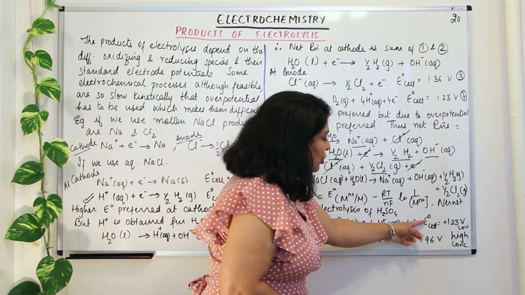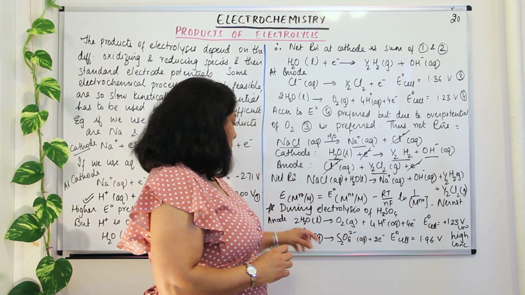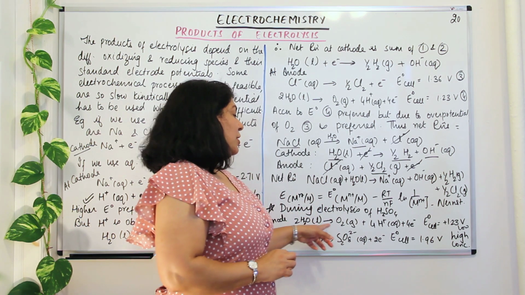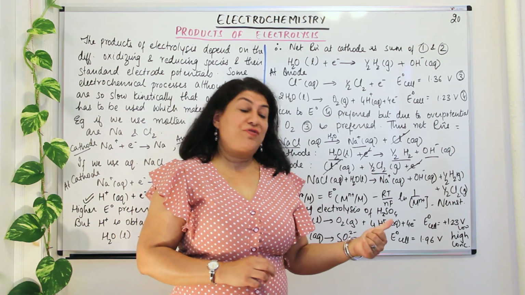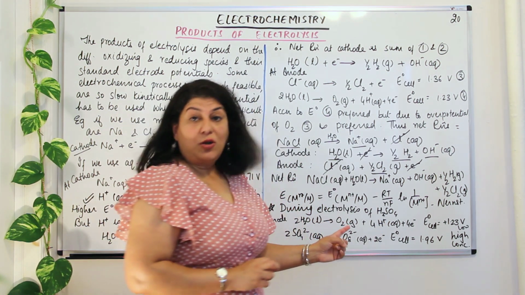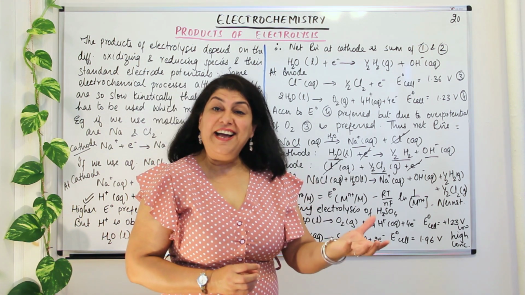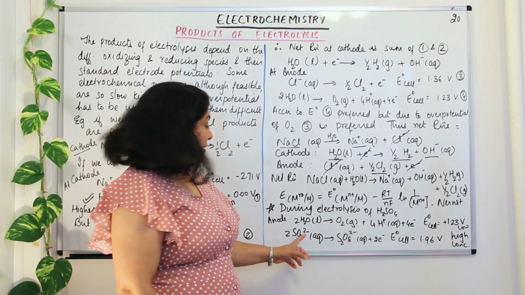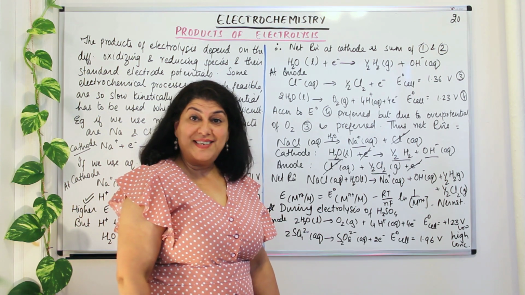Now E0 cell of both we know, and we find that when the concentrations are low, although you require overpotential for the first reaction, the reaction that takes place at the anode is the first reaction, where the water molecule is getting oxidized. But if the concentration of H2SO4 is high, then the product that you get is from SO4 2 negative getting oxidized. Isn't it interesting?